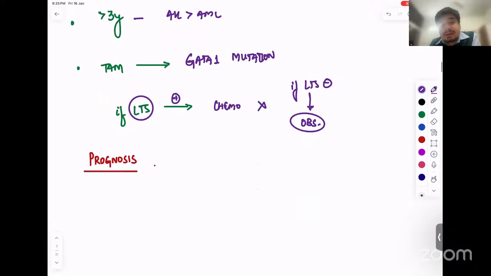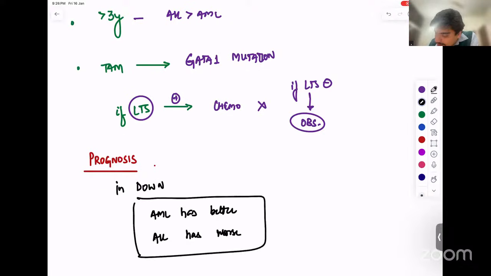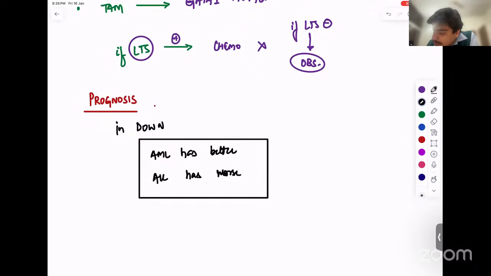As far as prognosis is concerned, as compared to normal children, remember, in Down syndrome, AML has better prognosis as compared to normal childhood, while ALL has worse prognosis. A Down syndrome kid having AML has better prognosis than a normal child having AML. The Down syndrome kid with ALL will have worse prognosis as compared to a normal kid having ALL. This is something they love to ask again and again: AML has better prognosis in Down, while ALL has worse prognosis.